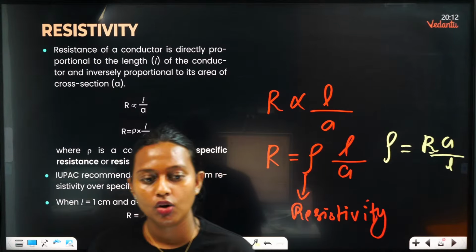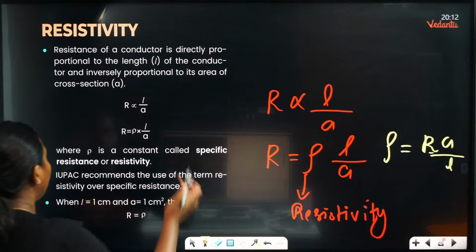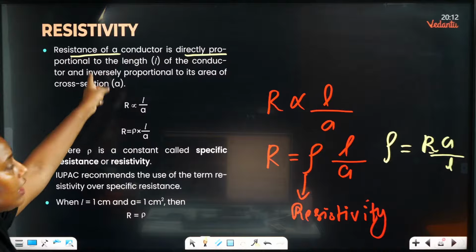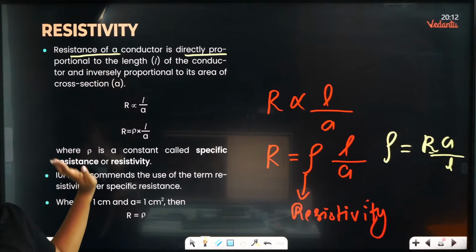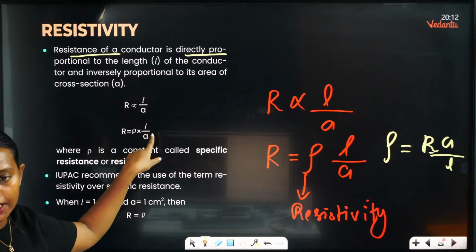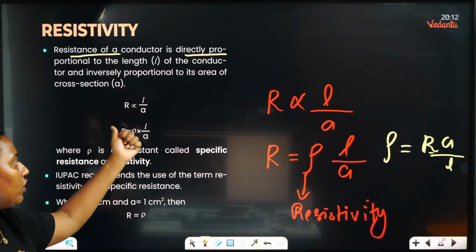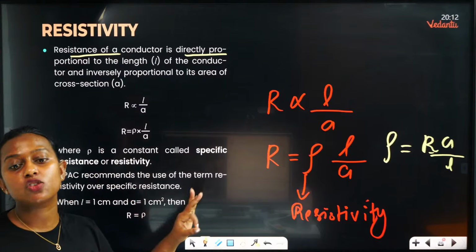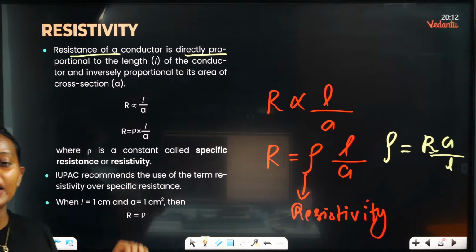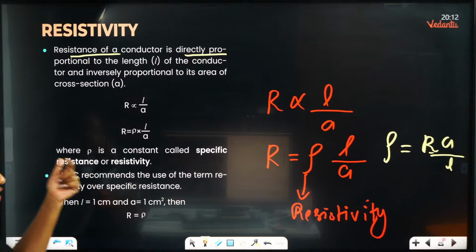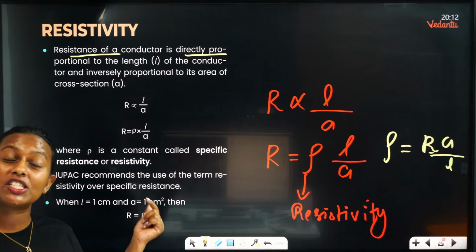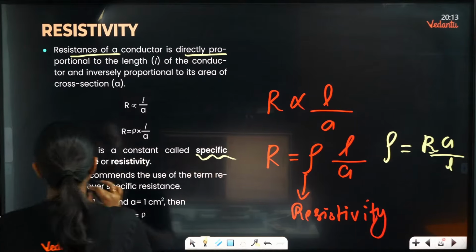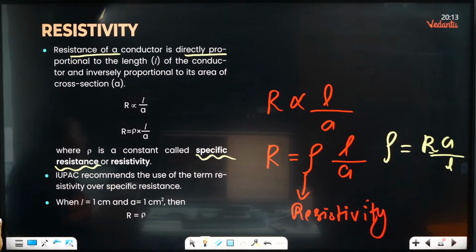Any doubt? So I will explain again. Resistance of the conductor is directly proportional to the length and inversely proportional to the area of cross section. That is R proportional to L by A. Clear? So again I am introducing a new proportionality constant, that is rho. Rho is actually resistivity, or we can call it specific resistance also. Specific resistance or resistivity. Clear?